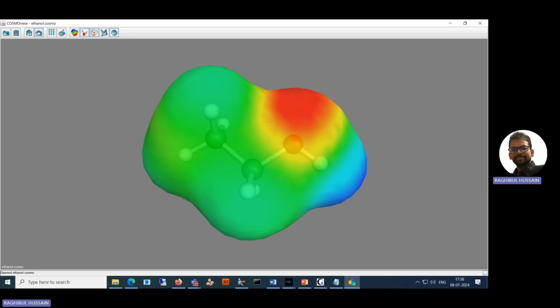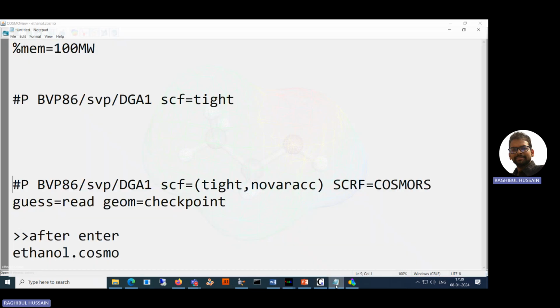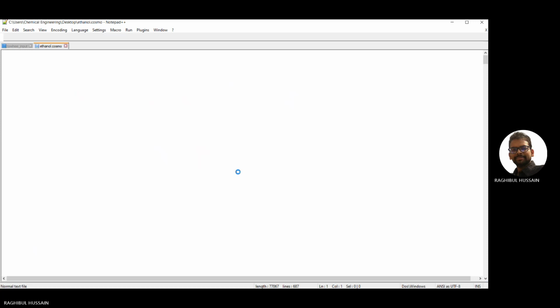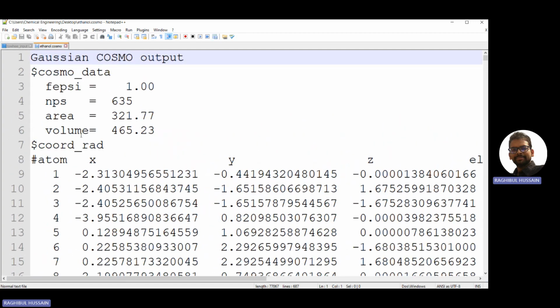So here you are seeing a continuous surface, but the individual segments, what you have got, is all stored here. So all this segment information, so suppose these are all different segments. So how many segments have you got? You can open this in the notepad. 635. So there are 635 segments created. So see here, it is 635 segments.